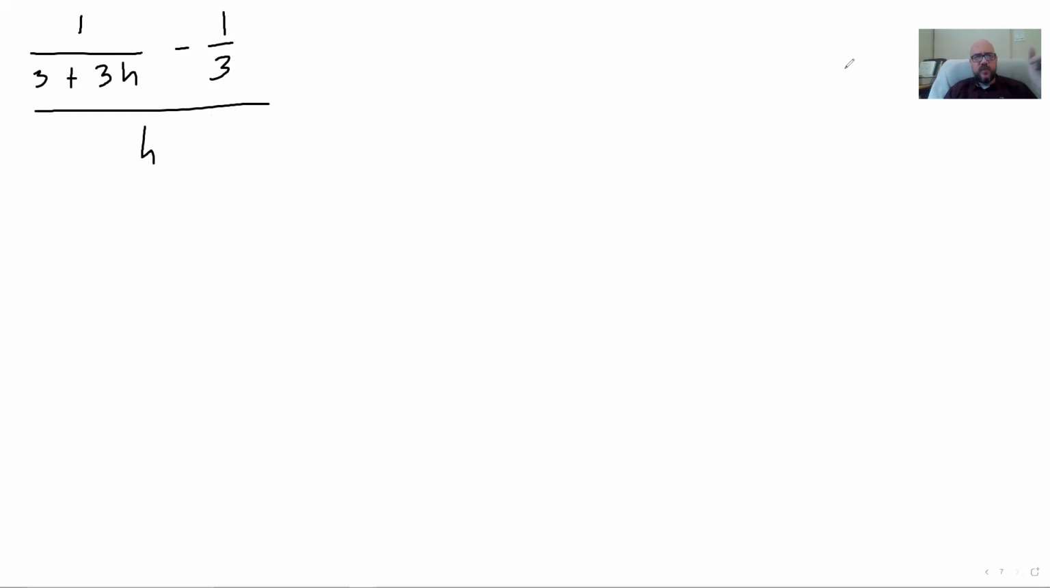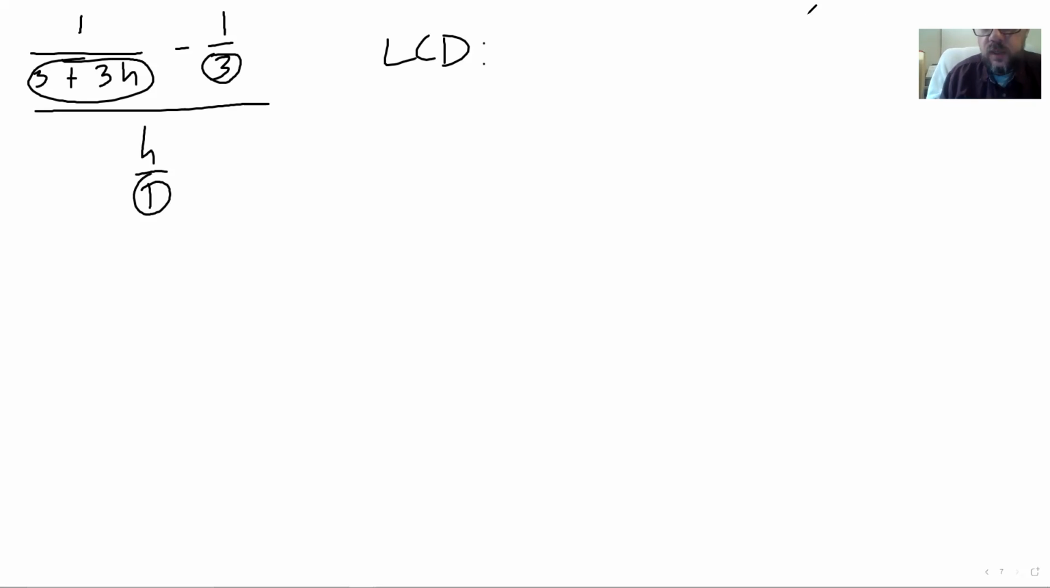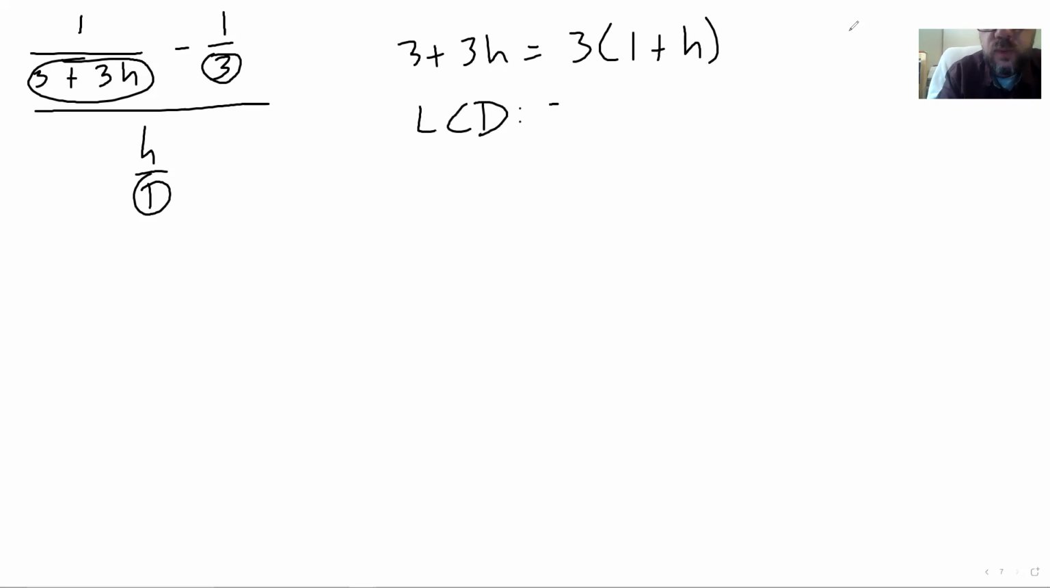Now, when you have something like this, it's probably going to be easiest if we use method 2 again. Yeah, I think so. So I'm going to have 3 plus 3h, 3 and 1 that I want to find the LCD of. 3 plus 3h is 3 times 1 plus h. So I have 2 things in my LCD: I've got 3 and 1 plus h. So that's my LCD, 3 times 1 plus h. And then I'm going to multiply the top and bottom by that.